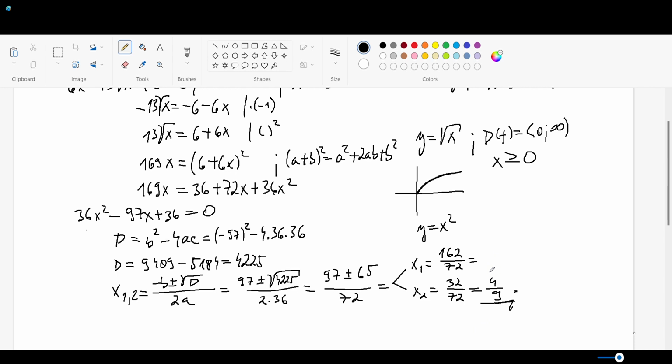And the first root is 162 over 72. The first thing I would try is to divide it by the number 8. So 162 divided by 8, this is impossible. Then I would try to divide it by 4. 72 divided by 4 is 18, okay, and 162 divided by 4 is a nice number.